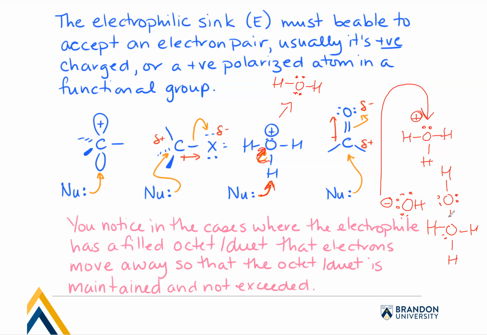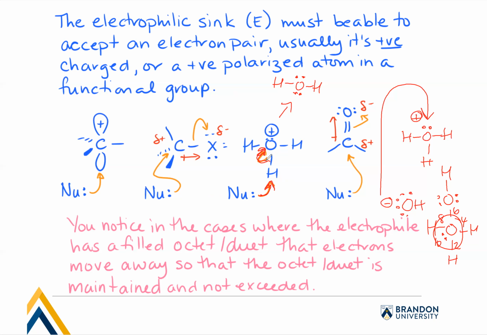Do I have all my electrons? So this oxygen here has got 2, 4, 6, 8, 10 electrons. So this oxygen here would be breaking the octet rule.